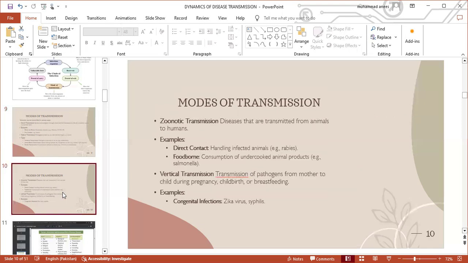Moving on, continuing with the modes of transmission, there is zoonotic transmission, which involves diseases that are transmitted from animals to humans. Examples include direct contact, handling infected animals, for example, rabies, or foodborne, which is consumption of undercooked animal products, for example, salmonella. One other type is vertical transmission, in which pathogens are transmitted from mother to child during pregnancy, childbirth, or breastfeeding. Examples include the congenital infections, Zika virus, and syphilis.